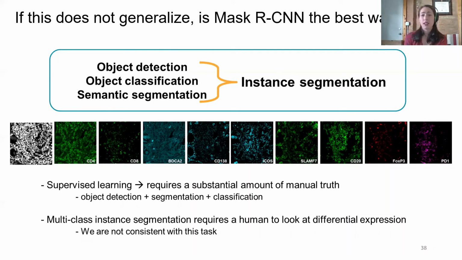If we're looking at instance segmentation with these higher dimensional images, these are just 10 channels from one ROI of a highly multiplexed data set. You can imagine, defining ground truth for all of these is pretty difficult. Supervised learning requires a substantial amount of manual truth to perform well, and also humans are not consistent at this task.